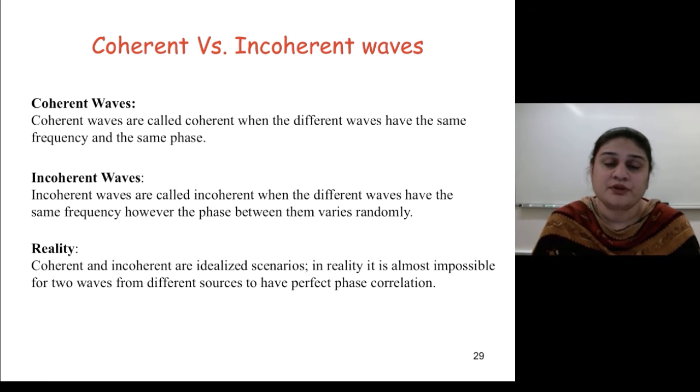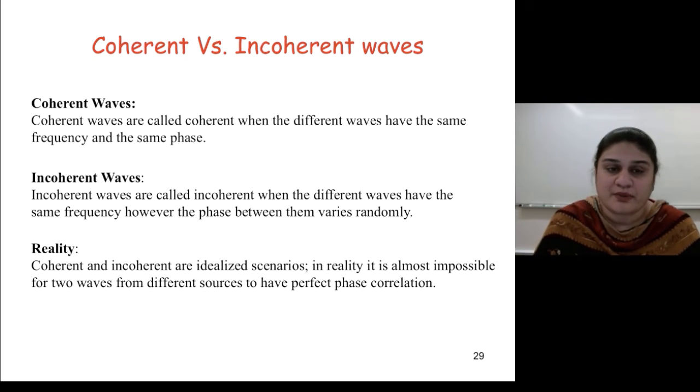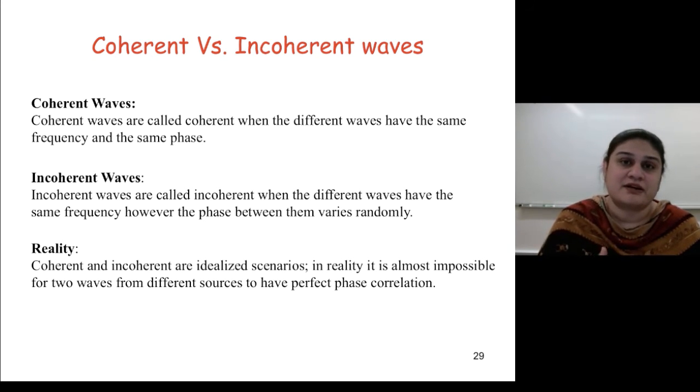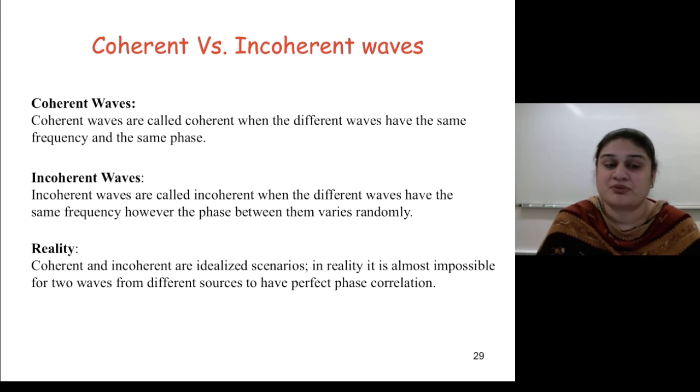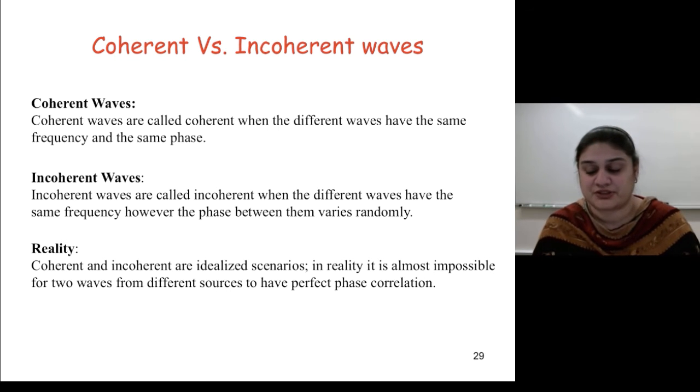Another important definition is coherent and incoherent waves. Coherent waves are those waves which have the same frequency and the same phase. Waves are called incoherent when the different waves coming in have the same frequency, however there is a phase difference between the two incoming waves. Reality is, coherent and incoherent are idealized scenarios. In reality, it's almost impossible for two waves from different sources to have perfect phase correlation.